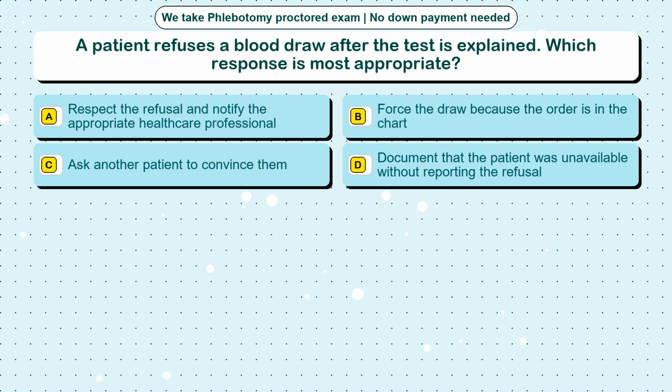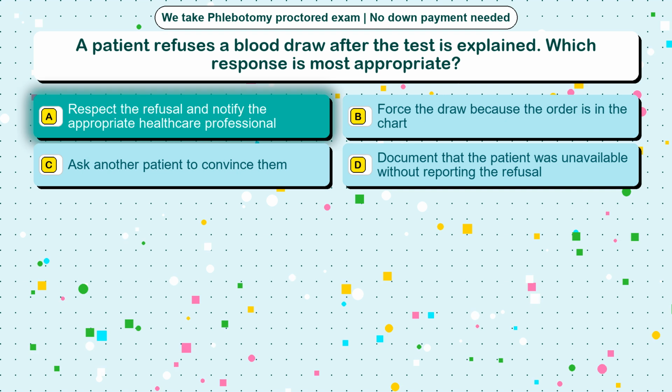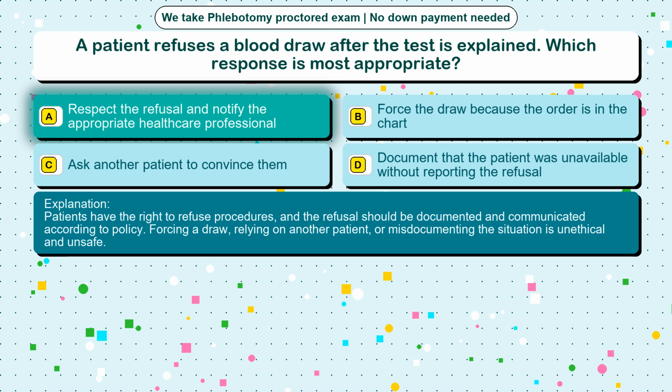Option B, force the draw because the order is in the chart. Option C, ask another patient to convince them. Option D, document that the patient was unavailable without reporting the refusal. The correct answer is option A, respect the refusal and notify the appropriate healthcare professional. Patients have the right to refuse procedures, and the refusal should be documented and communicated according to policy. Forcing a draw, relying on another patient, or misdocumenting the situation is unethical and unsafe.